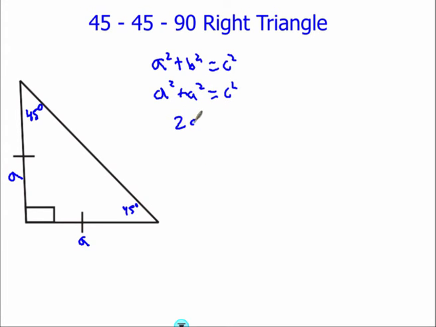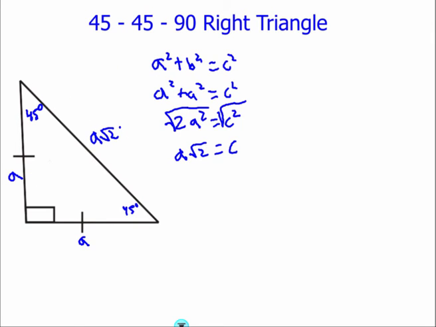Well, adding a squared and a squared gets me 2a squared equals c squared. Square root to both sides. Square root of a squared is a. Square root of 2 doesn't simplify, so it's square root of 2. And so I have a square root of 2 equals c. So my third side is a times the square root of 2. That's all there is to it.